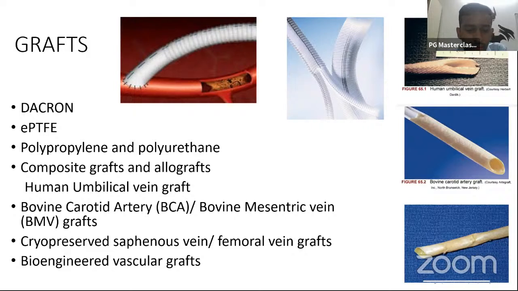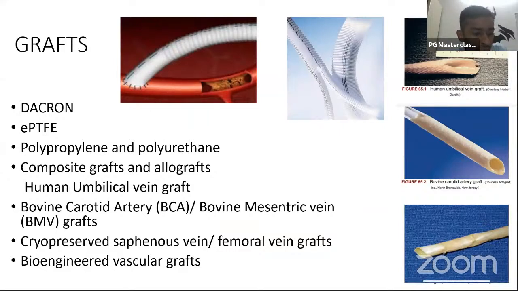Now, with the latest technology, grafts from human sources are preferred, such as cryopreserved saphenous vein grafts or femoral vein grafts. But these cryopreserved grafts come with their own advantages and disadvantages. The advantage is that it is more human-like and can suit well into the body, but its preservation, usage and expense are a big disadvantage.